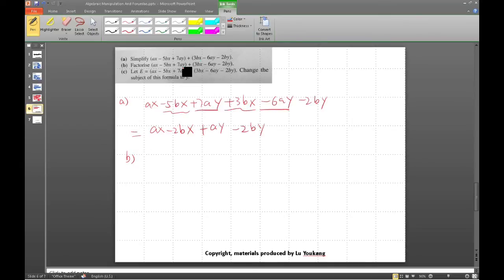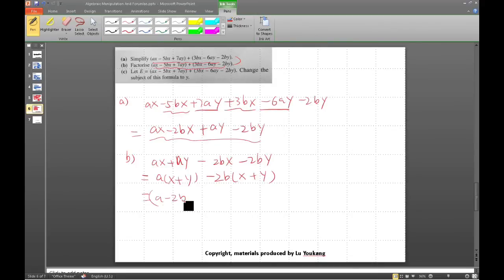Okay, part B. We are asked to factorize instead of simplifying. So actually they're the same question. Basically we just need to factorize our answer in A. We just group the similar terms together. So ax plus ay, we can take out a. We get a bracket x plus y. Minus 2bx minus 2by, we can take out minus 2b and we get x plus y. Therefore, we just need to take out the common factor x plus y here. So we get bracket a minus 2b.